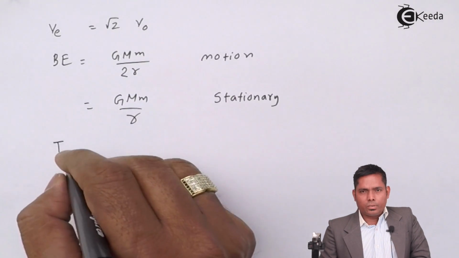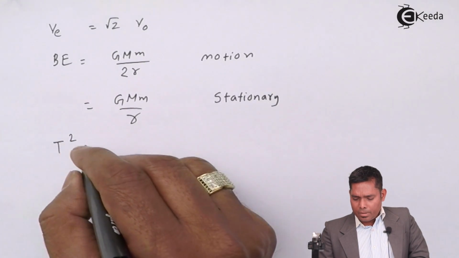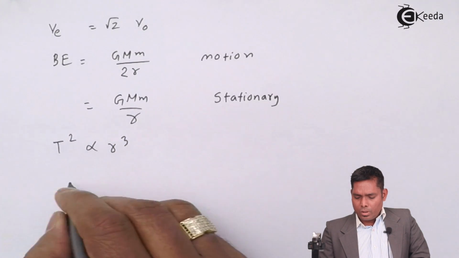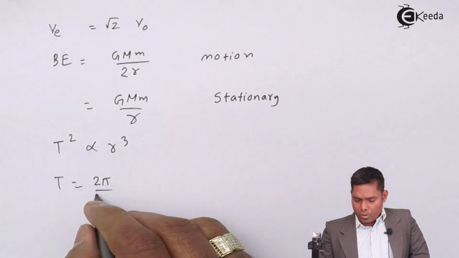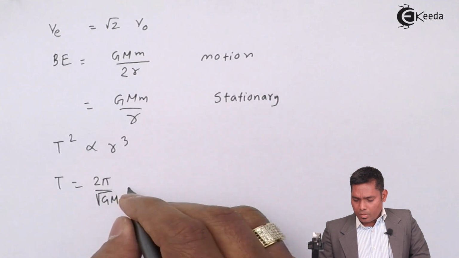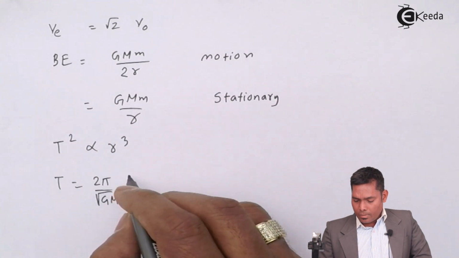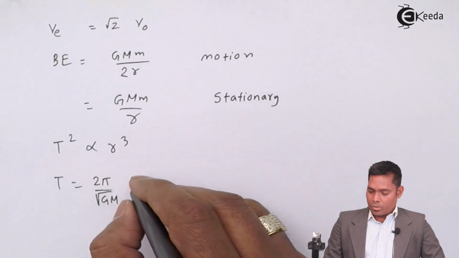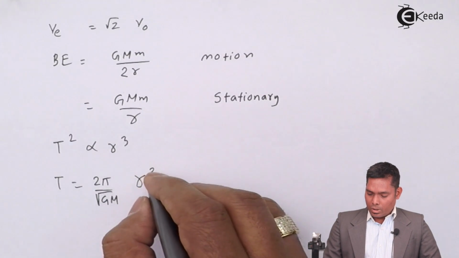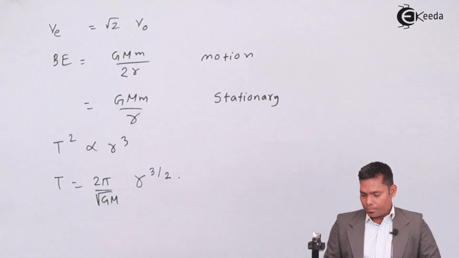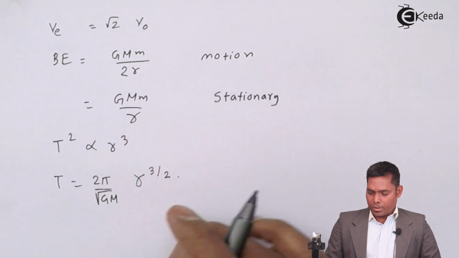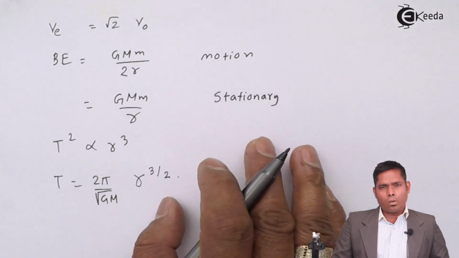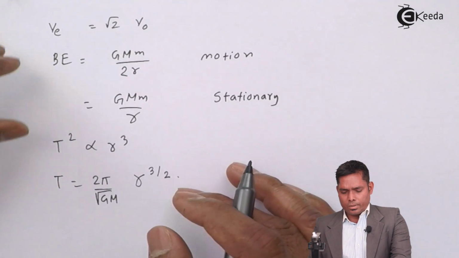The time period of a satellite: square of the time period is proportional to r cube. The time period is 2 pi over under root GM, and r to the power 3 by 2. So these are the expressions and the formula. Now we have to solve the numericals.